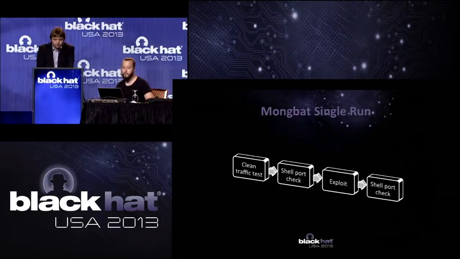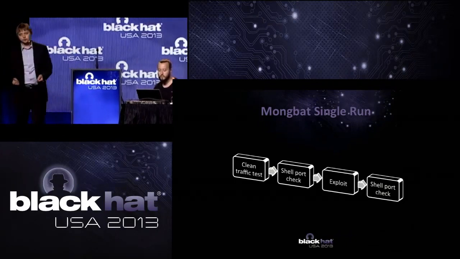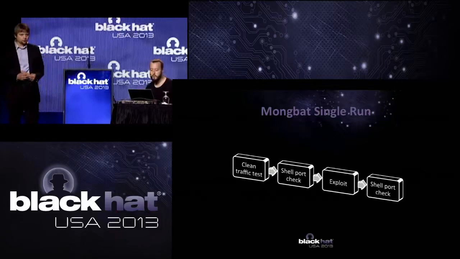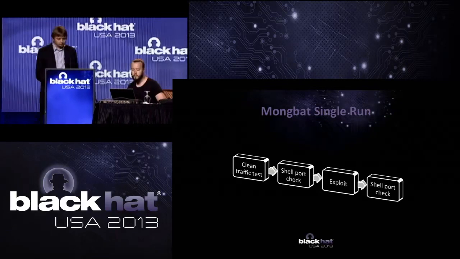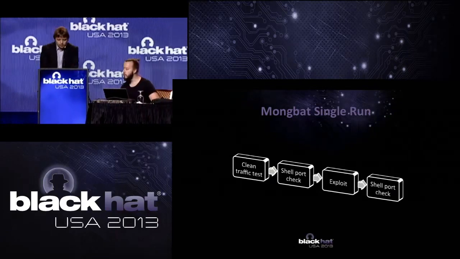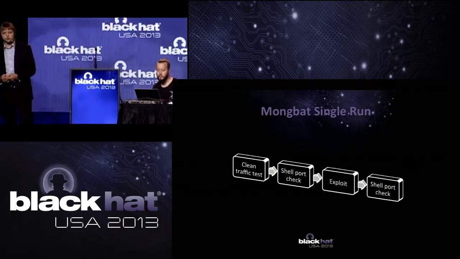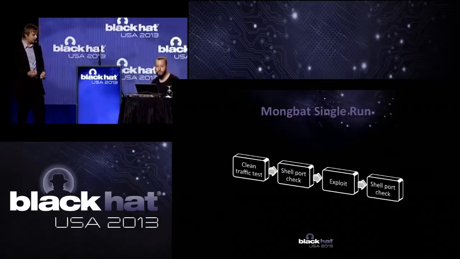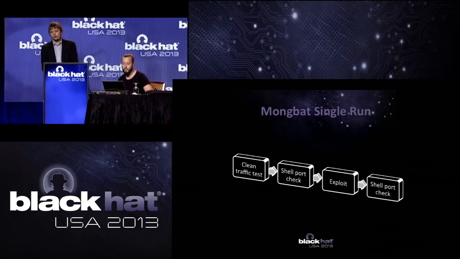So a Mongbat single run is like this: we do the clean traffic test. Clean traffic test means that before exploiting the remote host, we want to know that we can reach it. So the clean test is something where we try to talk to the vulnerable server, but not exploit it. If the clean test is successful, then we check that there isn't any previous backdoor or shell running on the target host. And if there isn't any, then we try to exploit it. And if the exploit is successful, there will be a backdoor or a shell on a high port that we can connect to.